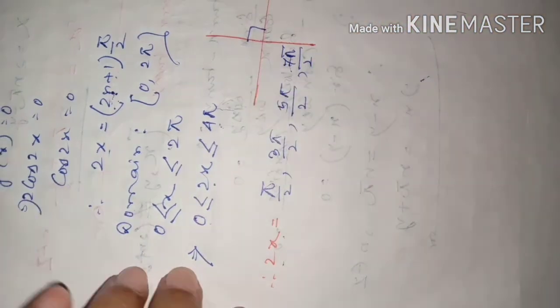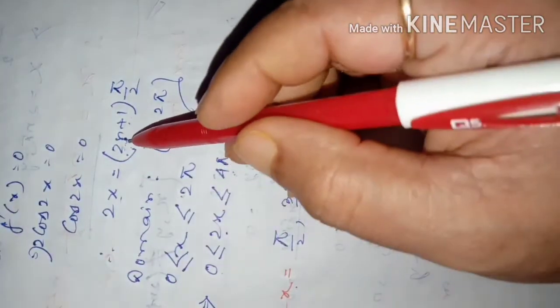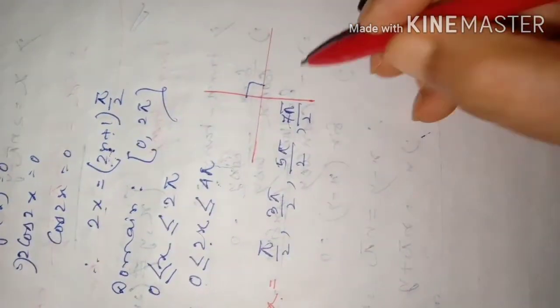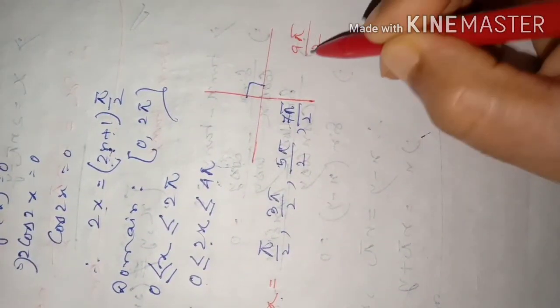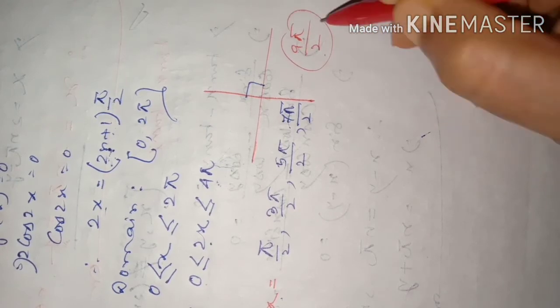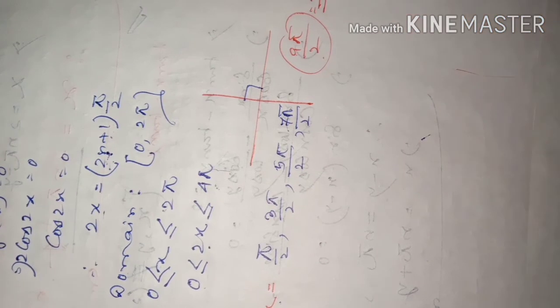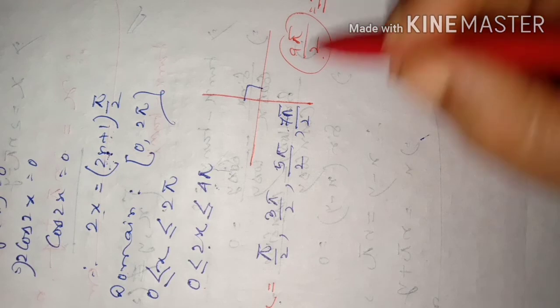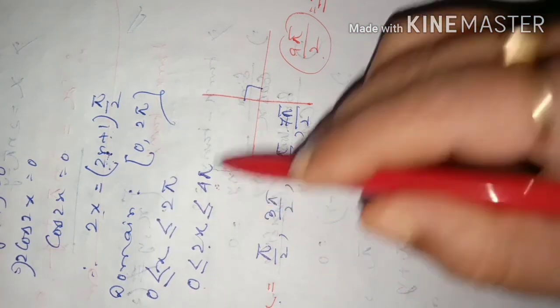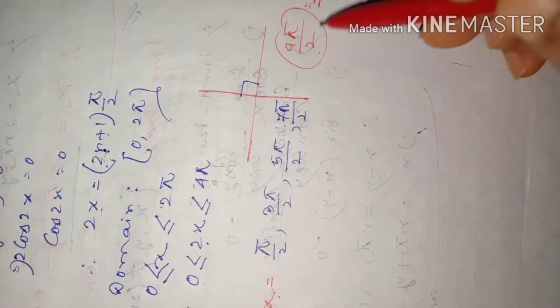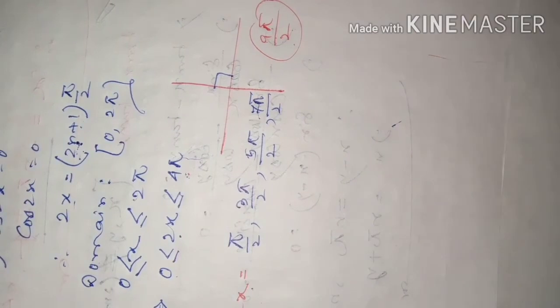If we add one more, suppose I take n equal to 4, 4 2s are 8 plus 1, 9 pi by 2. 9 pi by 2 is actually 4.5 pi, no? So 4.5 pi is greater than 4 pi. That's why we cannot take this 9 pi by 2. So our values of x will be from here only.